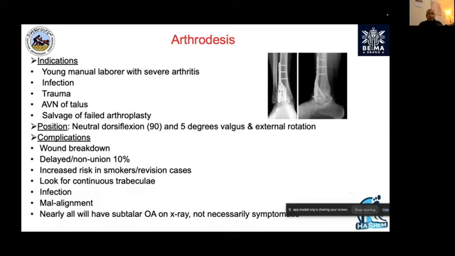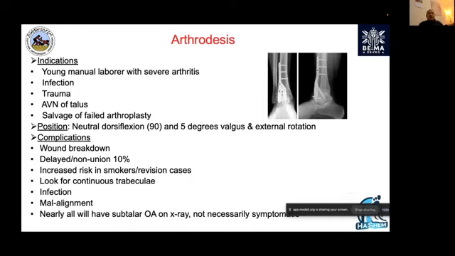It definitely has its backsides or drawbacks or dark side. The dark side or complication is bone breakdown, delayed or non-union, and it's about 10%. To be honest, it's very uncommon to have an ankle fusion non-united, especially if you're doing arthroscopic ankle fusion.